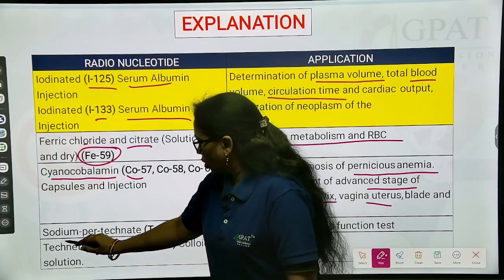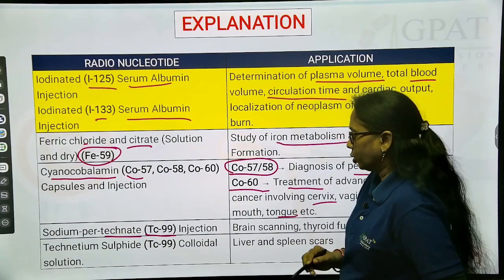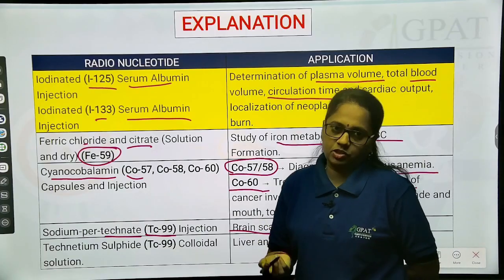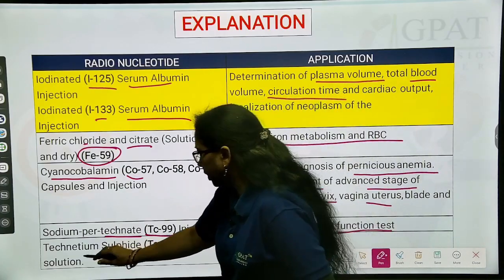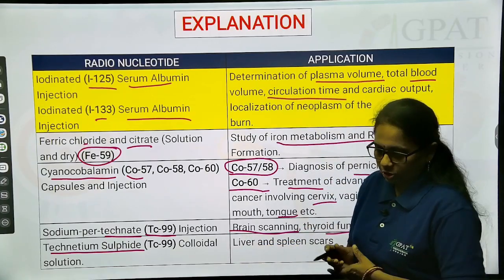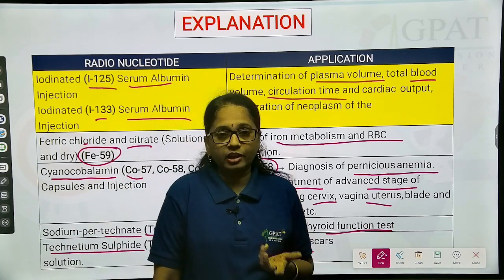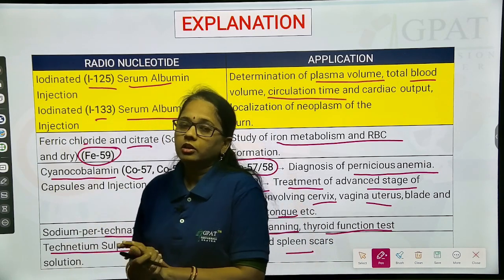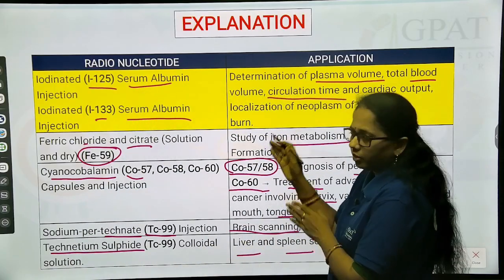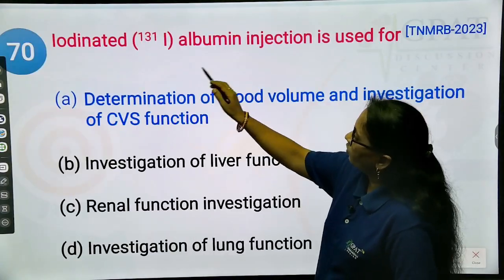And next, sodium pertechnetate, that means this Tc99 isotope, is used as an injection for brain scanning and thyroid function tests. And this technetium sulfide, Tc99 as a colloidal solution, is also used for the diagnosis of liver and spleen scars, whether any are there or not. So, all these are the different radioisotopes we use for diagnostic purposes. Now let us move to the question.